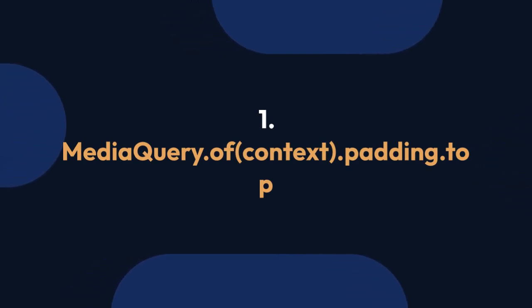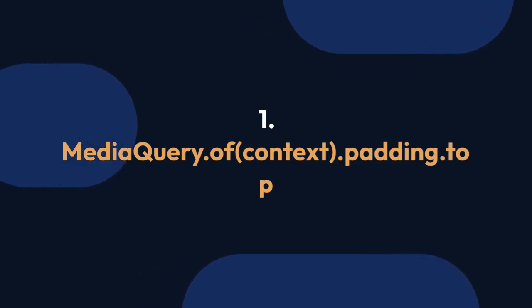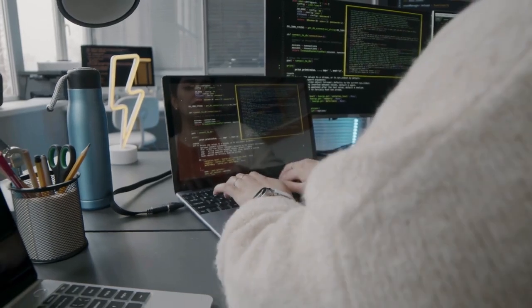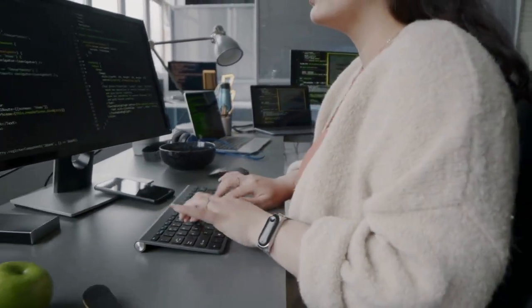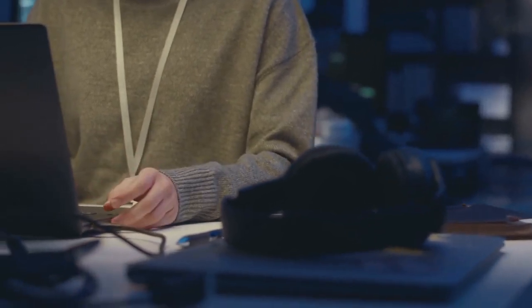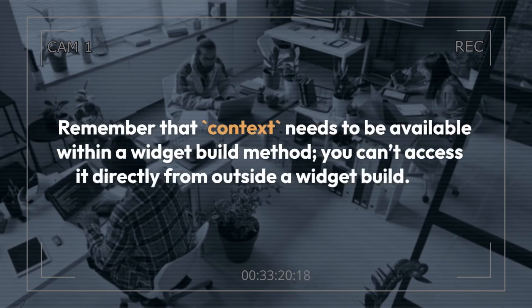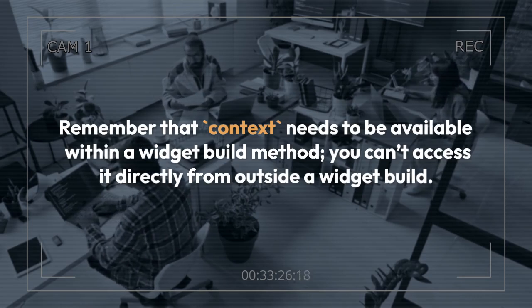The most straightforward approach involves using MediaQuery.of(context).padding.top. This line of code accesses the current context, uses MediaQuery to get device information, and then specifically extracts the top padding, which represents the height of the status bar. Remember that context needs to be available within a widget build method. You can't access it directly from outside a widget build.